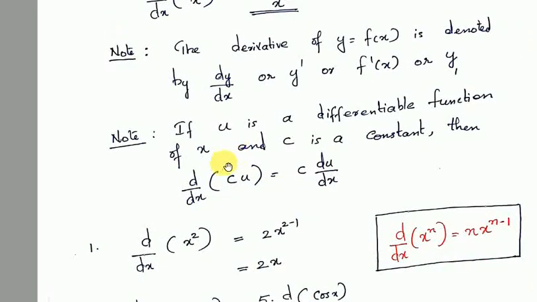If u is a function of x and c is a constant, the derivative of c into u, that is c is a constant. Constant we can take it outside. That is c into du by dx.